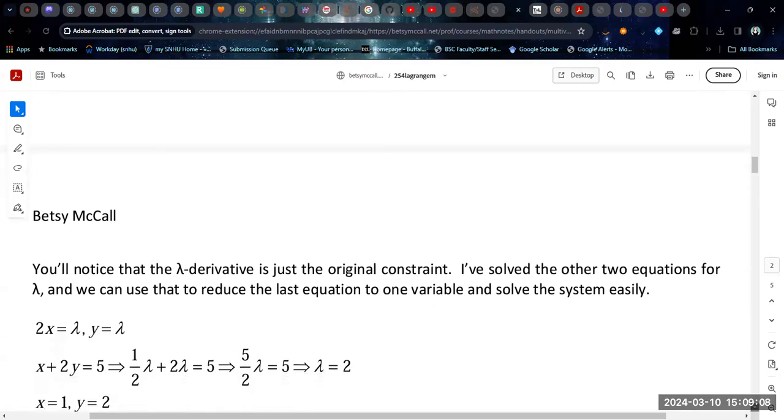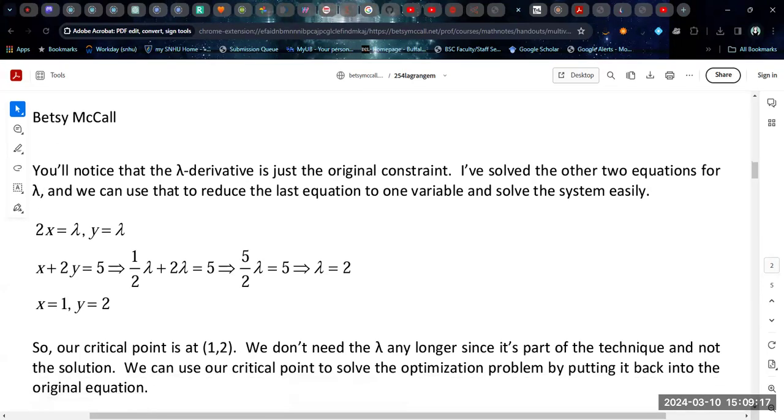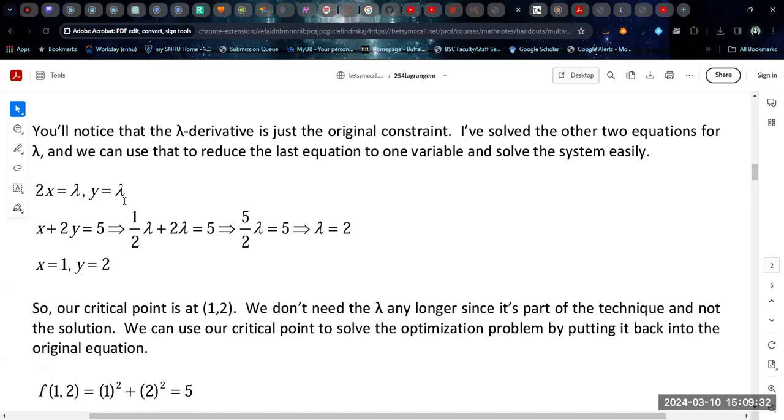And as I noted, the gradient approach is algebraically identical once you make all of the pieces equal to each other. You will get these same relationships if you do this example by the gradient method. So we'll notice that the lambda derivative is just the original constraint. And we have this relationship now for lambda that can get us a new relationship between x and y.